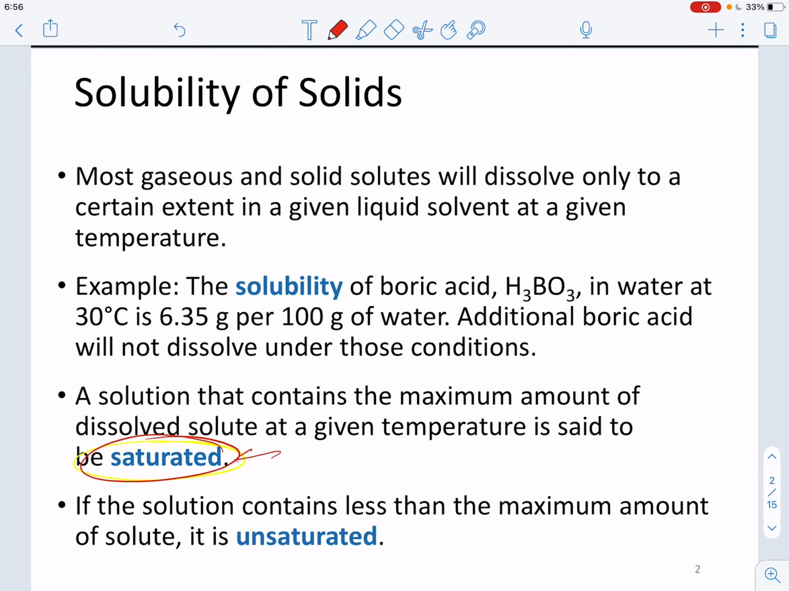Now, if you add some of the solid and it completely dissolves, then right before you get to that saturation point, you will have an unsaturated solution. With an unsaturated solution, you can continue adding the solid and it will continue to dissolve. Once you reach the maximum, then you obtain the saturated solution, and it will not be possible to dissolve any more solute.